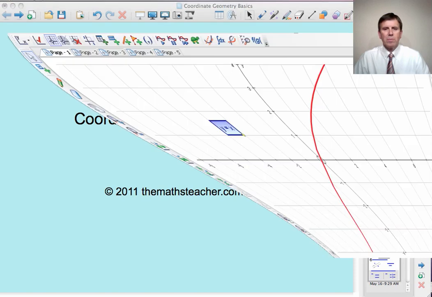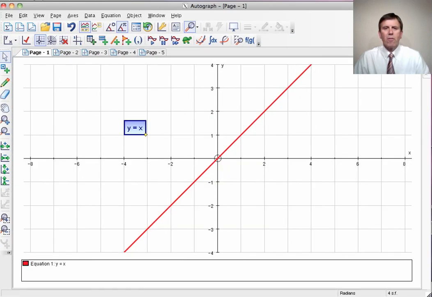To begin then, here's the graph of y equals x. It doesn't get any more simple than that. It's a line of 45-degree slope passing through the origin. Y equals x. We say that has gradient 1, the number of x's we have in the equation.